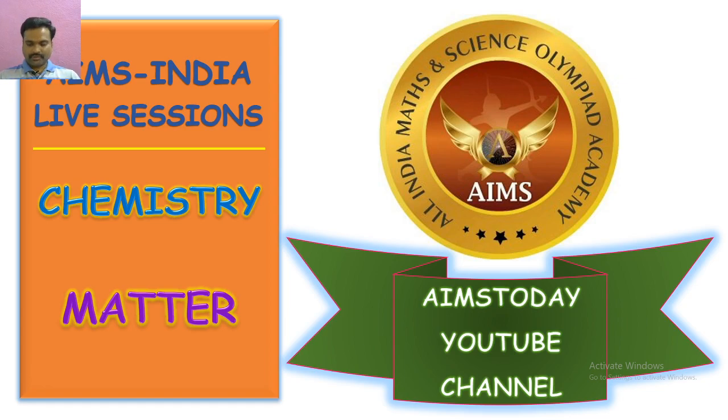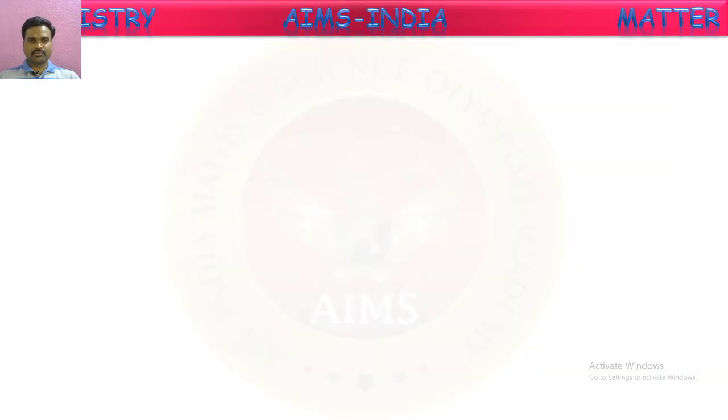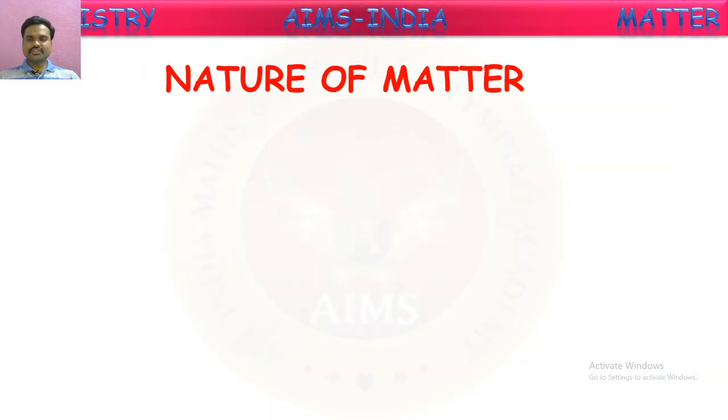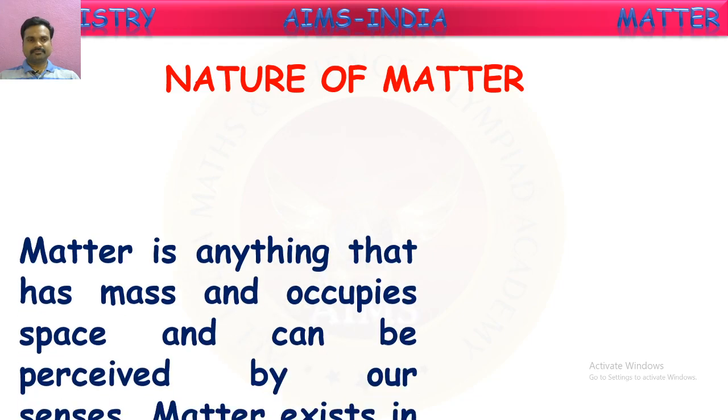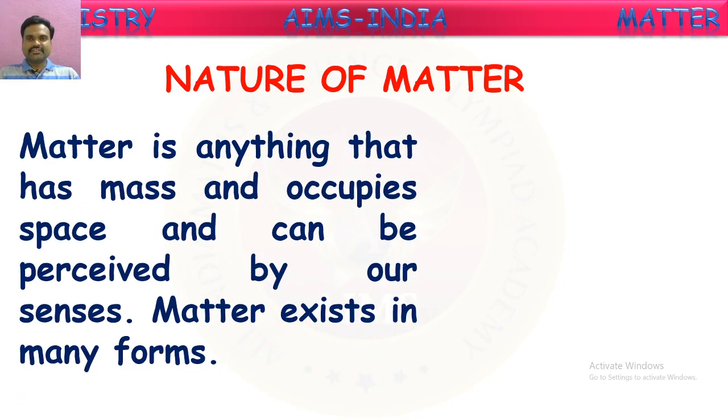So here we go with the matter chapter. What is the nature of matter? Matter is anything that has mass, occupies space, and can be perceived by our senses. Matter exists in many forms. What did we define here? Matter means anything which has some mass, occupies some volume, and can be perceived by our senses. That thing, whatever it is, is called matter.